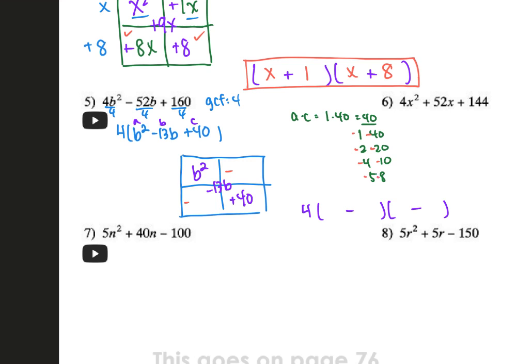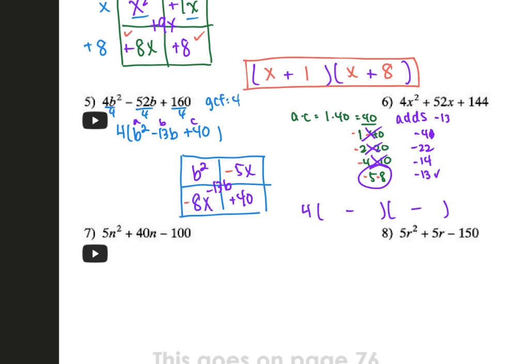So we're trying to find the pair that adds to make our B term, which is negative 13. So this is going to be negative 41. So it can't be this one. This is going to be negative 22. This is going to be negative 14. Negative 5 and negative 8 is negative 13. So there's our pair. It's going to be negative 5b and negative 8b.